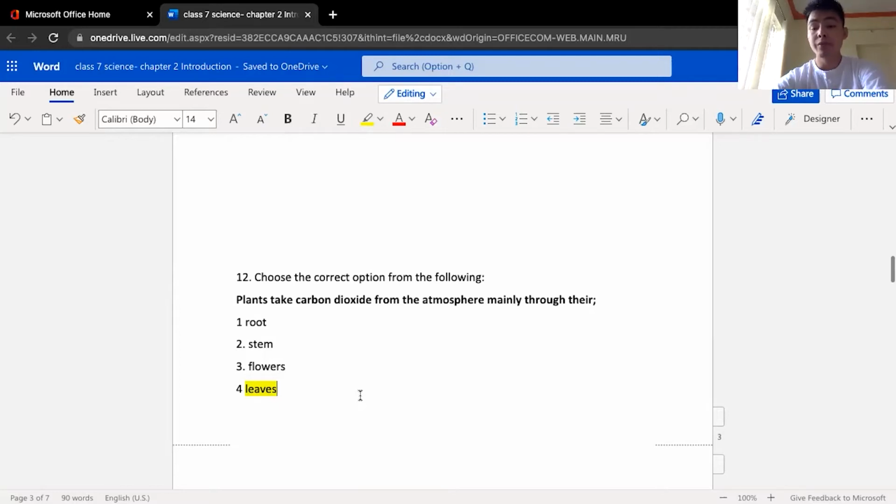We'll try to move on to a little bit of introduction for chapter number two. And from tomorrow onwards, I'll try to use the whiteboard as teaching material rather than going with the PPT presentation.